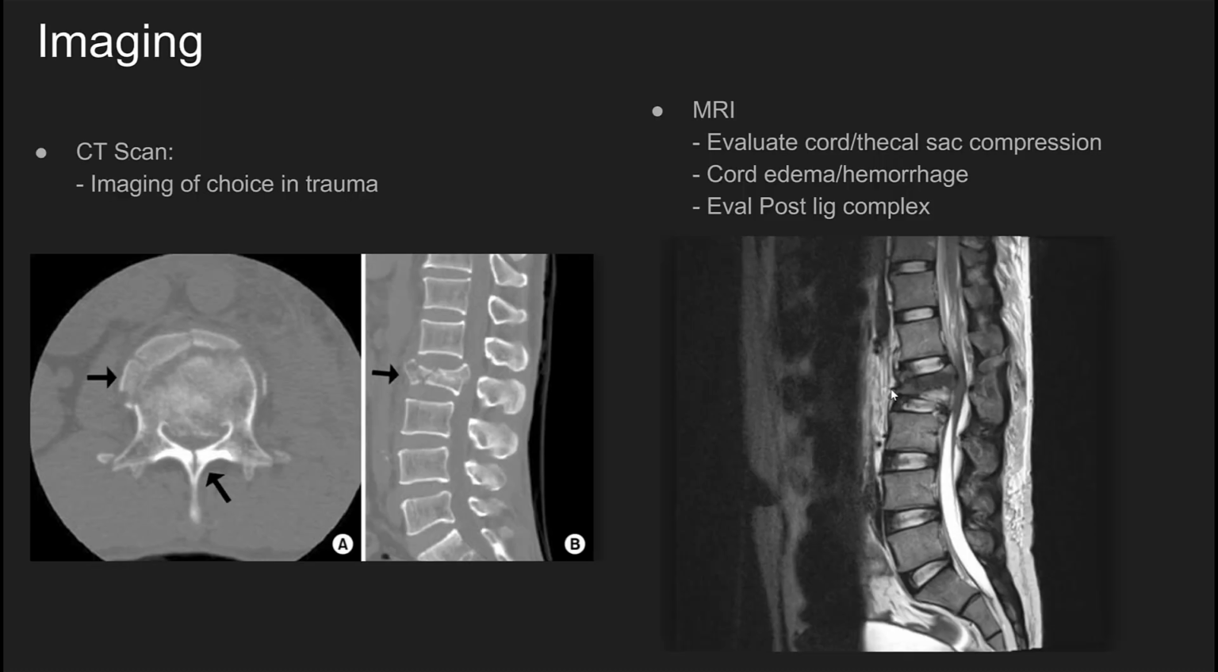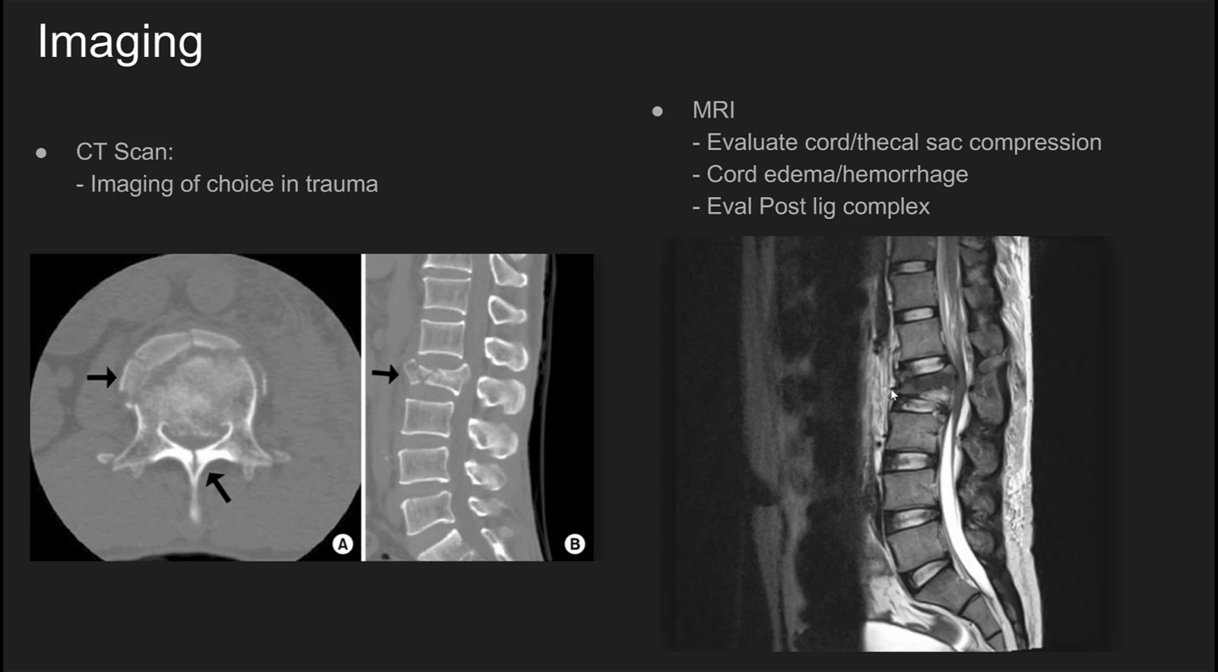So here's some of the imaging that you would typically get. A patient comes in the emergency room, they had some sort of injury, some sort of trauma, car accident, that kind of thing. You would want to get a CT scan at first, just to look at all the bony structures. This is the best imaging modality to look at the bony anatomy and see if there's any injury there. And it's fast.